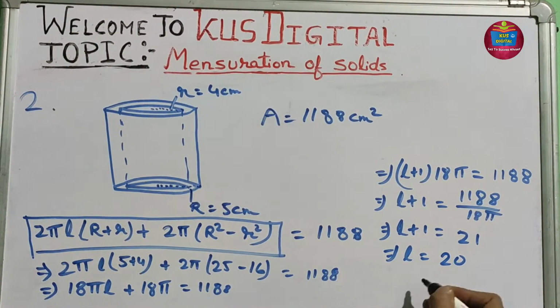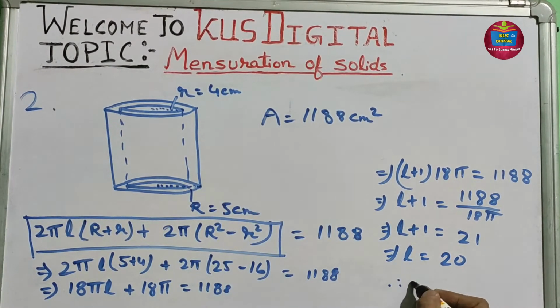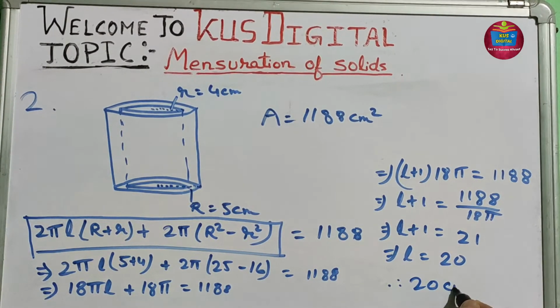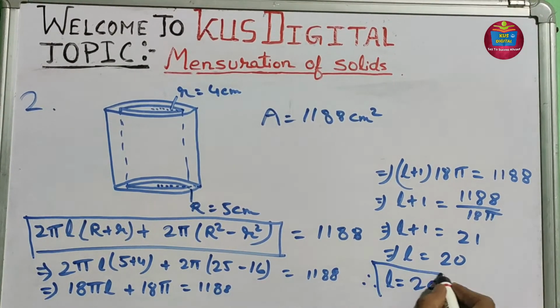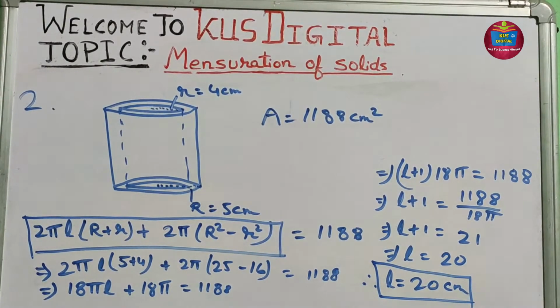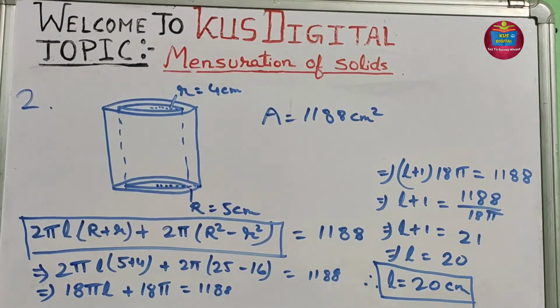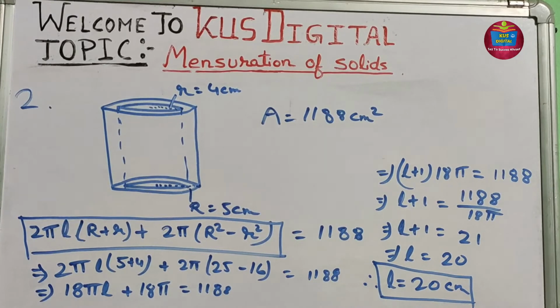Okay, so therefore height of the cylinder is 20 centimeter. This is the height of the cylinder. Okay, so this is our answer. So it's pretty easy. We have to just follow the procedure. Now we will move forward to the next problem, that is from cone.